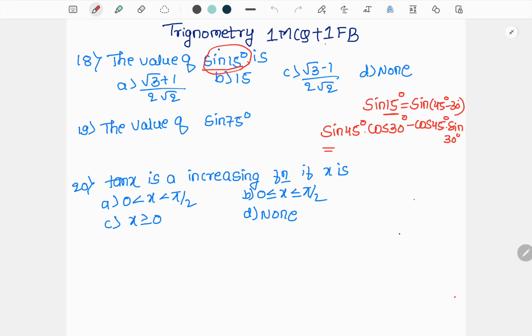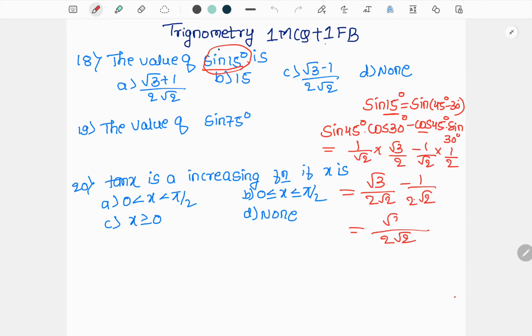Now sine 45 is 1 by root 2. So it is root 3 by 2 minus 1 by root 2, because cos 45 and sin 45 are the same, into 1 by 2. If you simplify, root 3 by 2 root 2 minus 1 by 2 root 2. LCM is the same, 2 root 2. So root 3 minus 1 by 2 root 2 is the answer. Same concept, same procedure you apply. Here I have considered 45 minus, you make it a plus. 45 plus 30 you will get 75. So just the sign will change. You can try it. Don't copy, just try this.